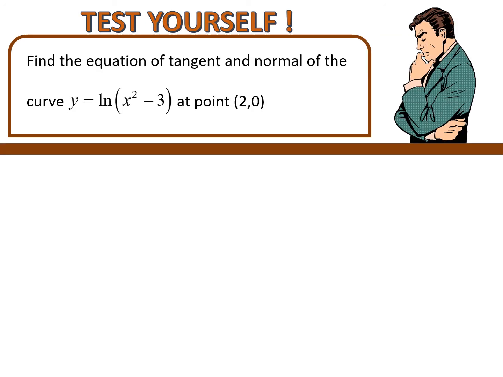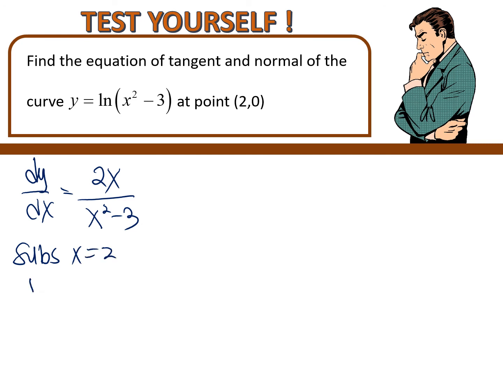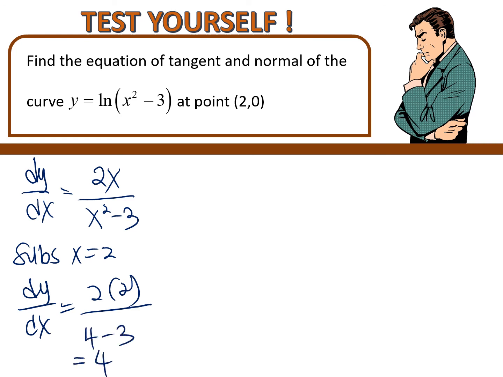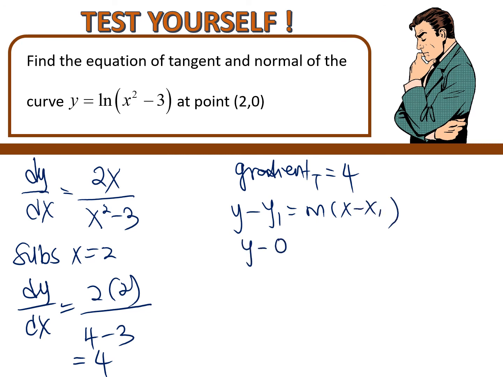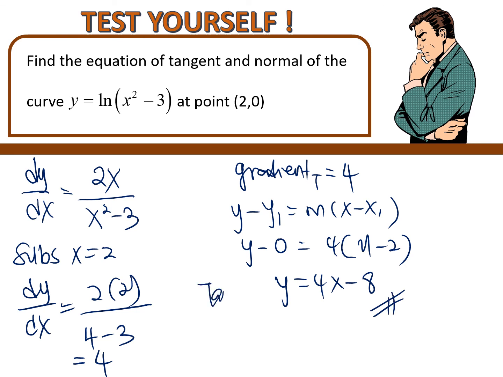Test yourself, find the equations of the tangent and normal of the curve y equals ln(x squared minus 3) at point (2, 0). Okay, first we need to differentiate, dy/dx, which will be 2x over x squared minus 3. Then we substitute x equals 2 to get the gradient of the tangent. 2 times 2 over 4 minus 3. So the answer here is 4. Then our gradient for the tangent is 4. And we substitute into y minus y1 equals m(x minus x1). Y minus 0 equals 4(x minus 2). Y equals 4x minus 8. So this is the equation for the tangent.